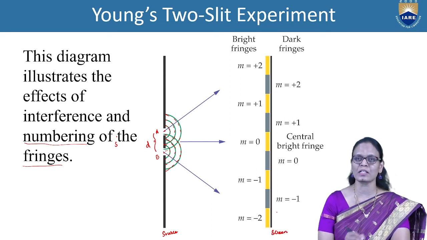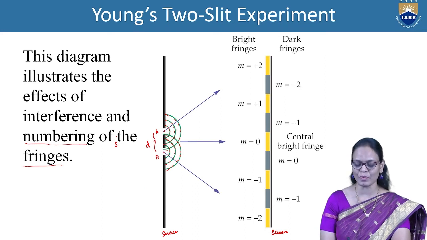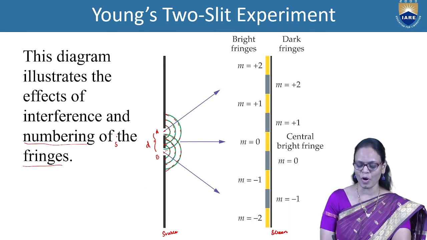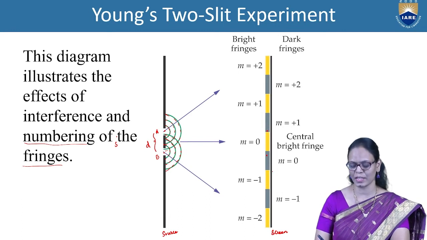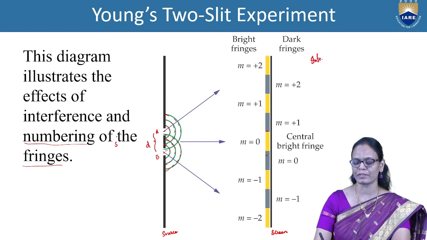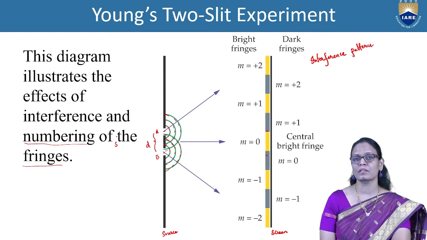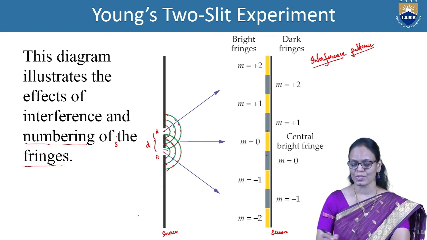We have discussed right now that if it were particles, we would have had only two points on the screen, one corresponding to slit A and one corresponding to slit B. But what you see here on the screen is a pattern like this, which we call the interference pattern. The waves coming out from these two sources superimpose on each other and give rise to this interference pattern. So how do we number them?